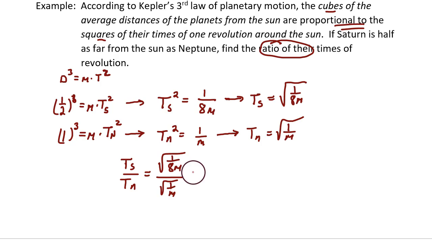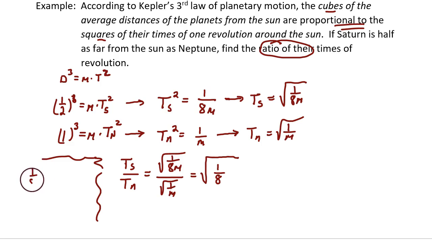Let's simplify this by applying the theorem that allows us to rewrite this as a single square root symbol. 1/8m divided by 1/m is equivalent to 1/8. Illustrate that over in the margin. 1/8m divided by 1/m, when you apply the rule about changing into multiply, becomes this. And the m's cancel away. Notice the answer is 1/8.